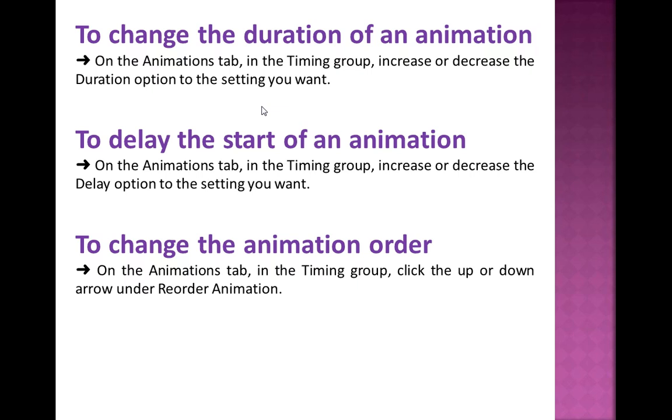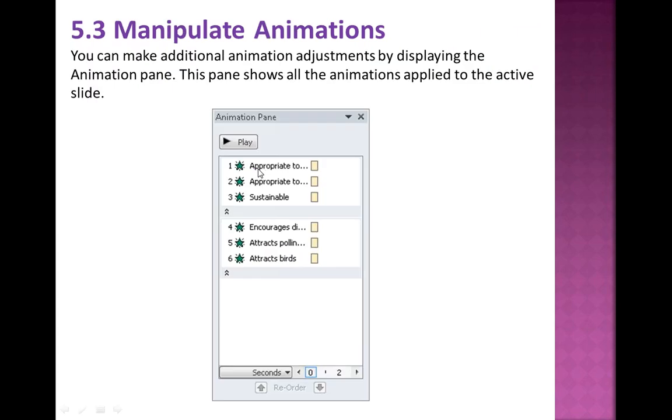Then next is how to delay the start of an animation. Suppose you want a delay so that a slide will be delayed a little bit. You go to the animation tab, click on the timing group, and you can increase or decrease the delay option to the setting that you want. Then how to change the animation order? Simply go to the animation tab, click on the timing group, click the up or down arrow under reorder animation. You can also order the animation of the slides.